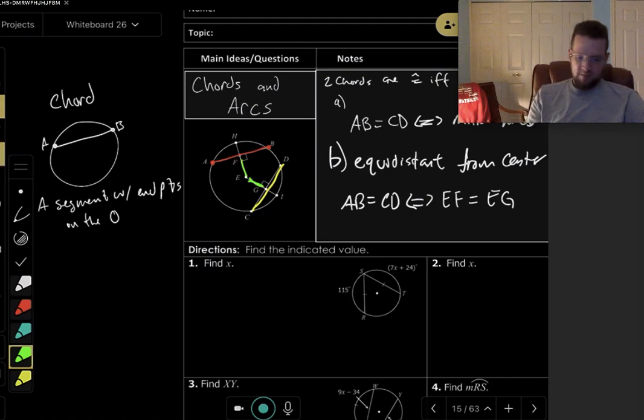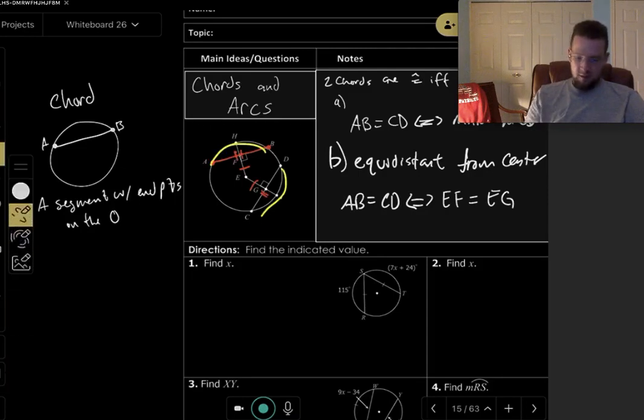So what does this mean? For these two chords to be the same, we need these two measures to be the same, which will result in these two chords being the same, and then we know that these two arcs will be the same measure. One thing that you see here as well is we have some perpendiculars.